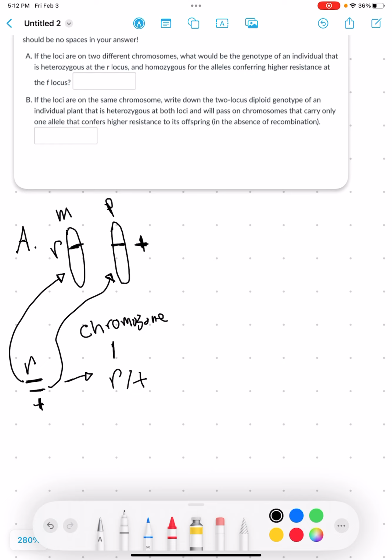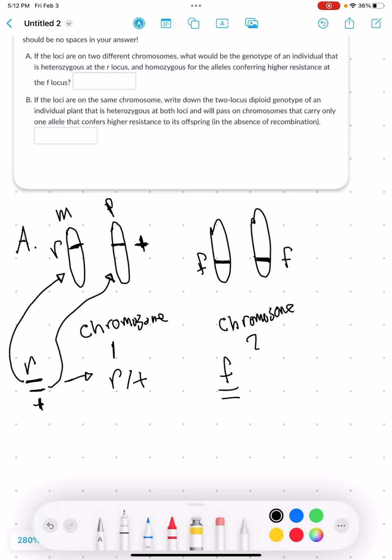Now, going on to the different chromosome, which carries the F gene. Since it's on a different chromosome, let's say this is chromosome 2. So a completely different homologous pair. At this location, or this locus, we have 2 F alleles. Since it's homozygous recessive, we just have F and F. Now the way we would write this down is F chromosome chromosome F, or F dash F.